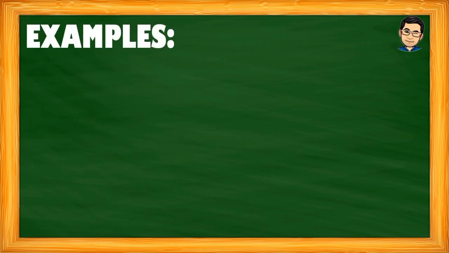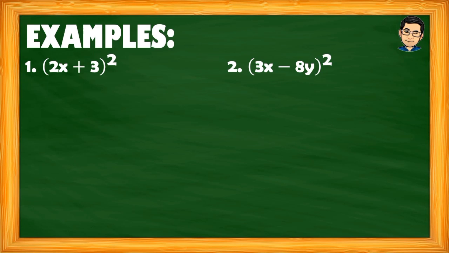So let's have examples. Number 1: the quantity of 2x plus 3 squared. So apply natin yung steps ng square of binomial. We square the first term, so magiging the quantity of 2x squared, and then plus twice the product of the first term, 2x, and then the last term, 3. Then finally, we square the last term, 3 squared.